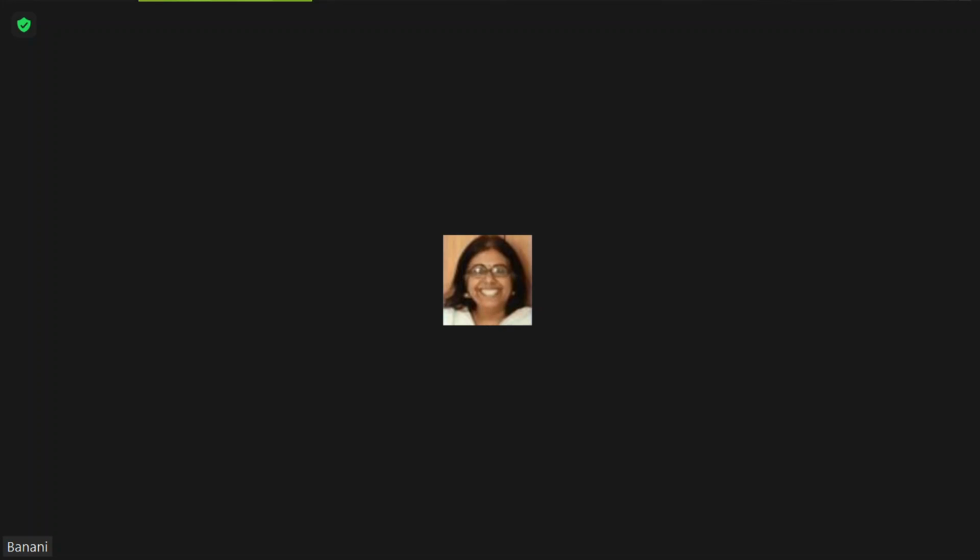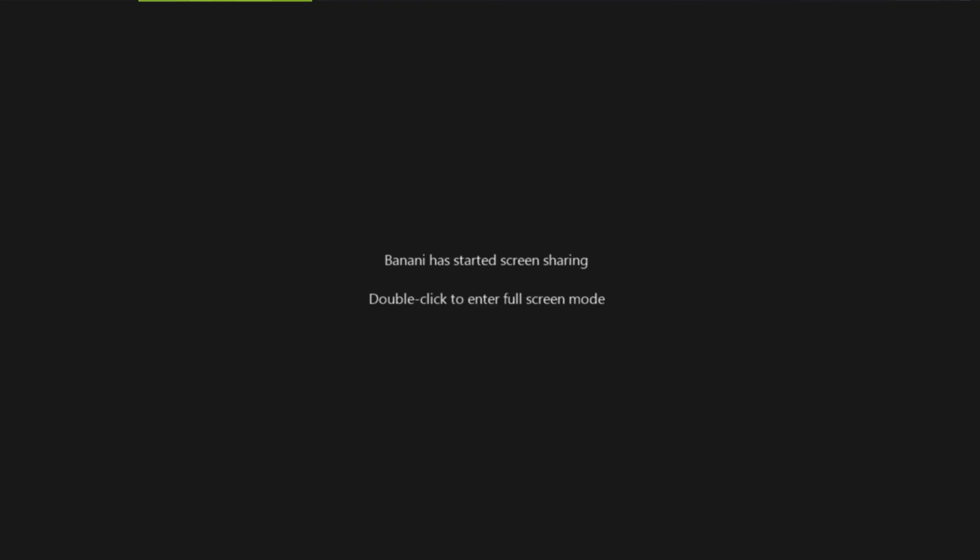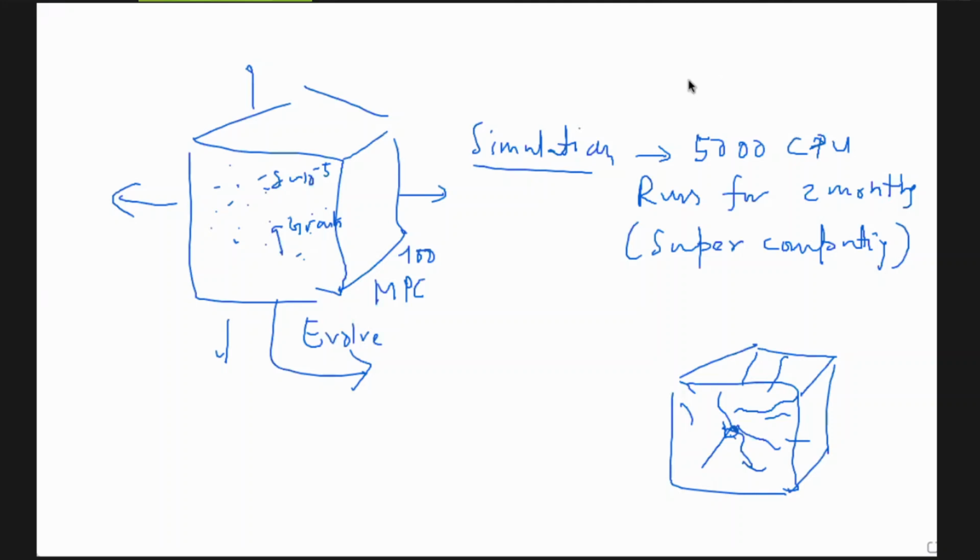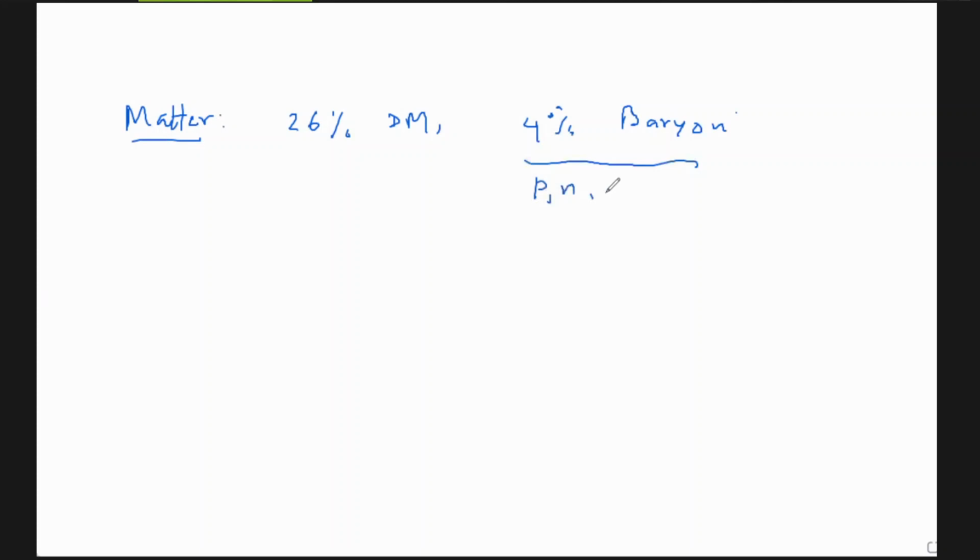And for all these things, now I am going into the mathematics. What is needed is basically these simulations are about matter, no? Matter, galaxy is forming, but actually 26% is dark matter and 4% is baryon. Okay? 4%.